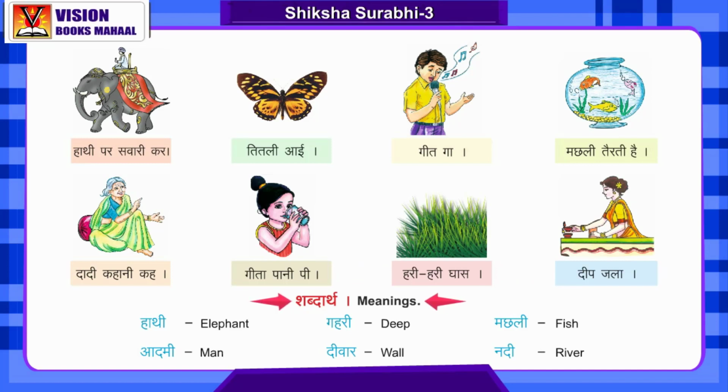Now meanings. Hathi, elephant. Machli, fish. Aadmi, man. Deewar, wall. Nadi, river. You all learned it? Good.